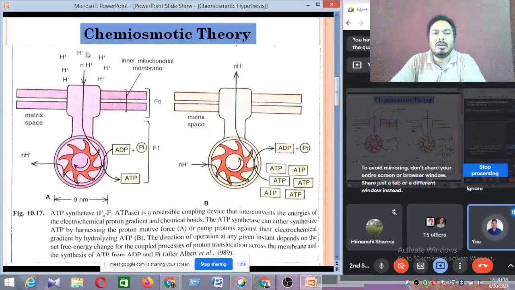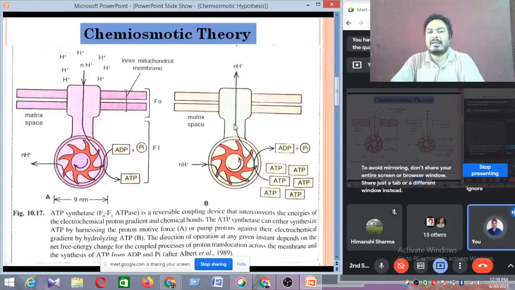All these H plus molecules are high-energy H plus molecules. These H plus molecules get inside. When they get inside the matrix, what happens? They convert the ADP molecule and phosphate ion into the ATP molecule. Now this ATP molecule becomes an energy-rich ATP molecule, and the H plus is released and binds with the OH negative ion already present in the matrix. The OH negative ion binds with this H plus molecule to produce the water molecule. So this is the normal concept.